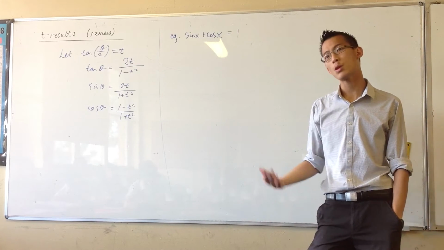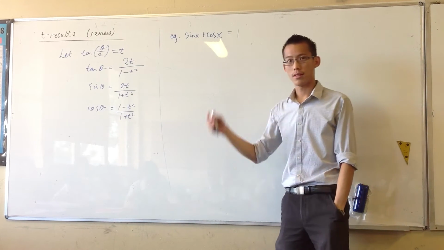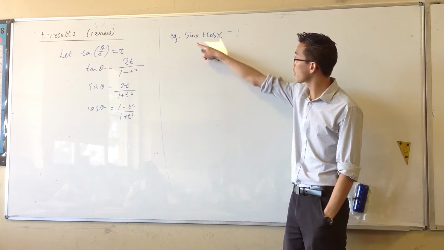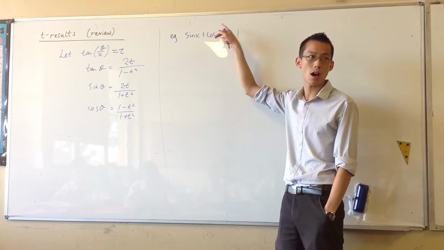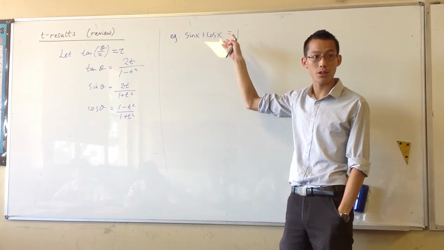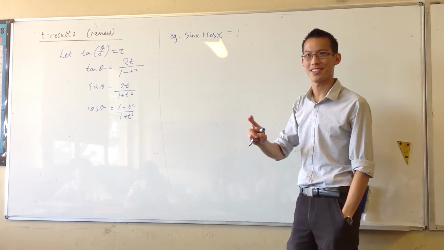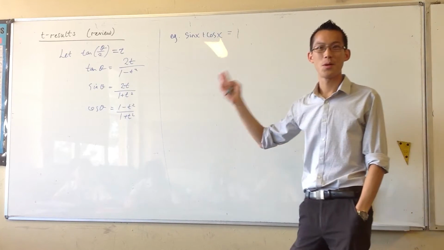Okay. So how would we solve this? Like I said, and we will do this in a minute, you can convert this left-hand side into an R sine(x + alpha), right? We will do that and you'll get the same solutions, fingers crossed. Okay. How would we do it here with the t result?